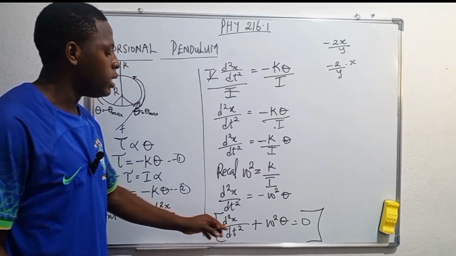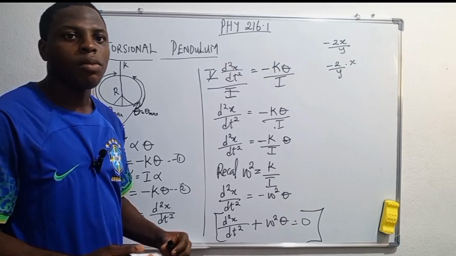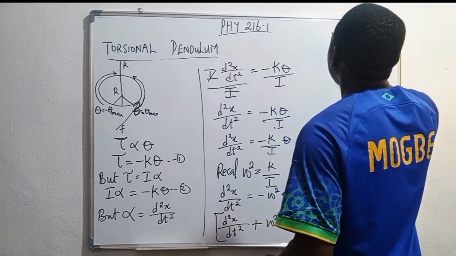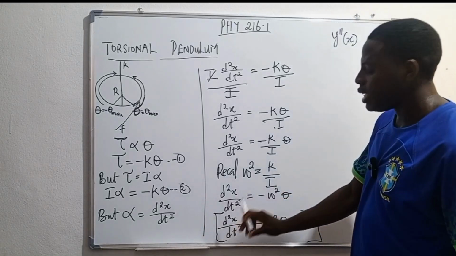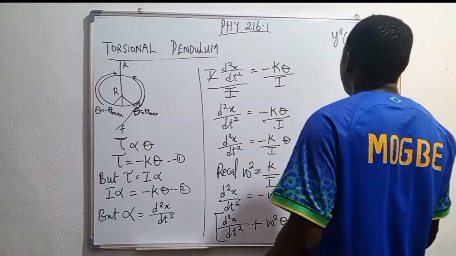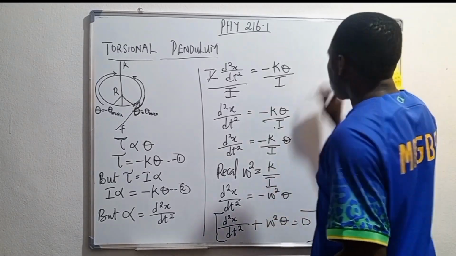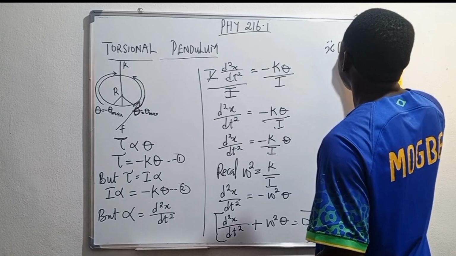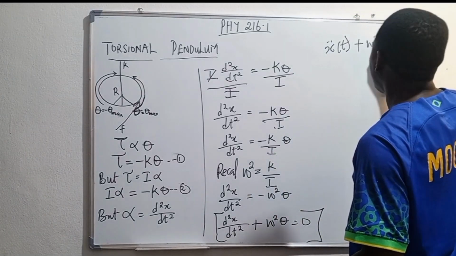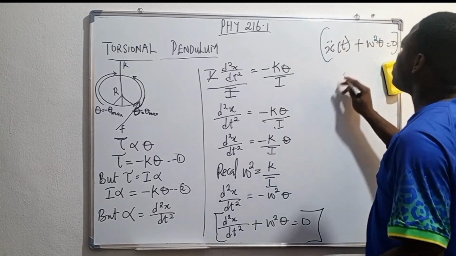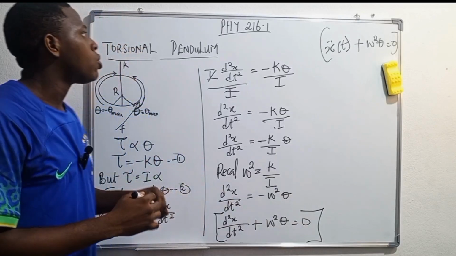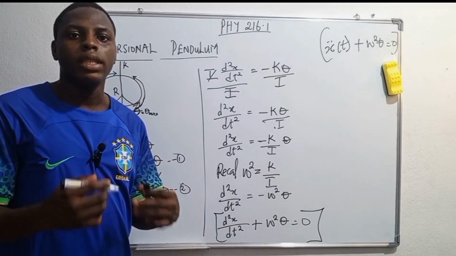Now I told you that this second derivative, in some cases, can be written as y prime prime of x. But in this case, we are differentiating x with respect to t. So you simply have x double dot with respect to t plus omega square theta is equal to 0. Now this is the equation for simple harmonic motion. That's why we said your torsional pendulum is an example of simple harmonic motion.